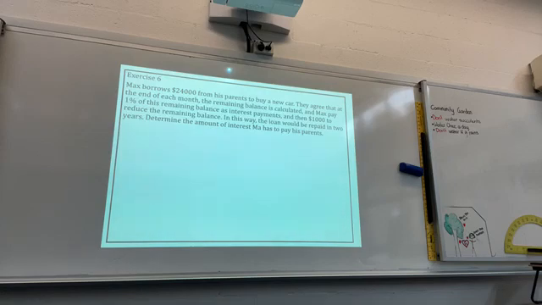Oh, by the way, the typing is incorrect. It's determine the amount of interest Max has to pay his parents. The last sentence. I left out the x.